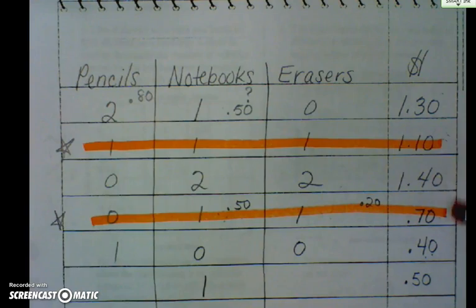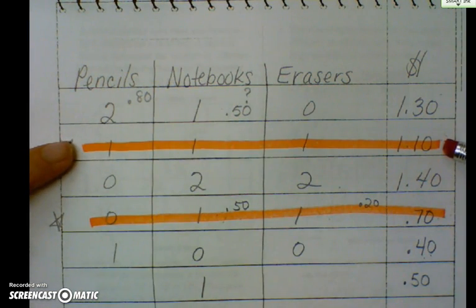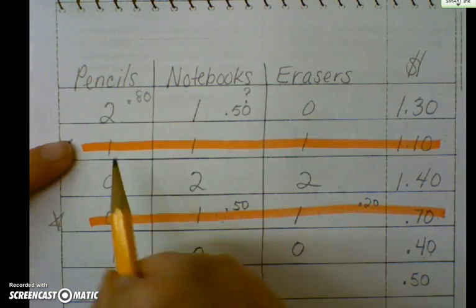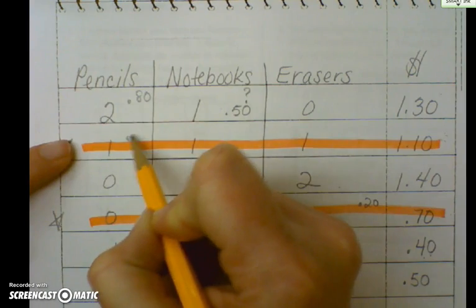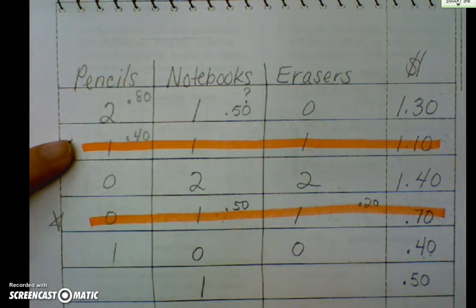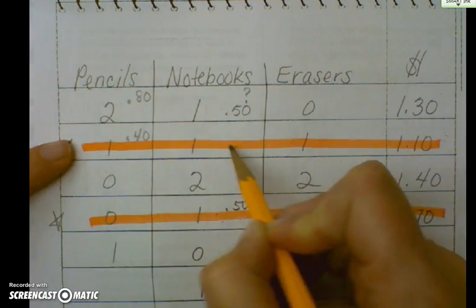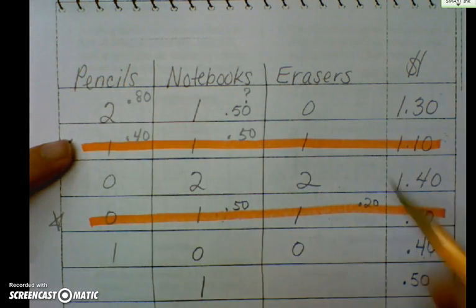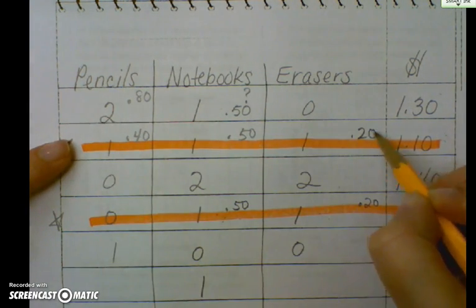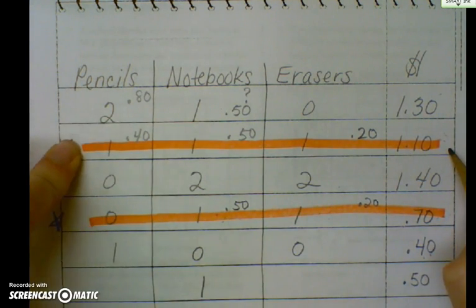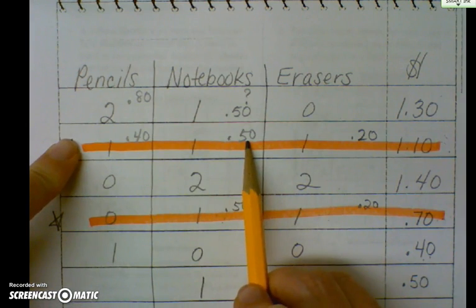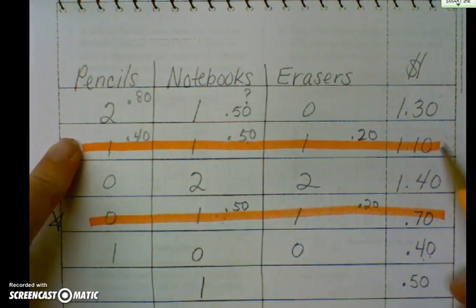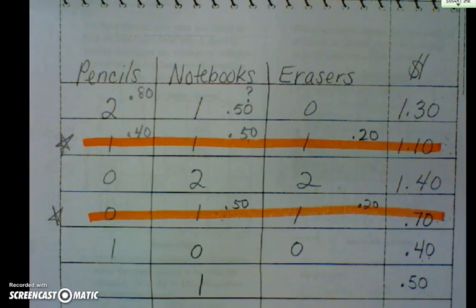If I wanted to double check myself, I could use this row again. I figured that a pencil cost 40 cents. A notebook costs 50 cents. And an eraser costs 20 cents. And that total should give me $1.10. 50 plus 40 is 90. 90 plus 20 is $1.10. So all my prices work out.